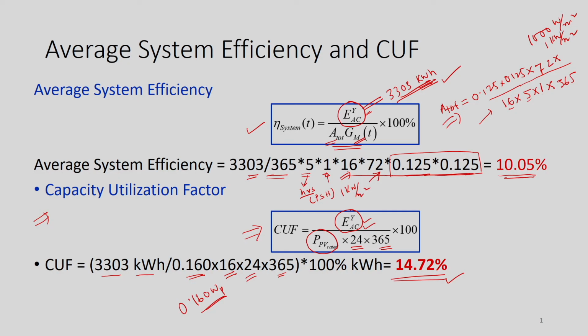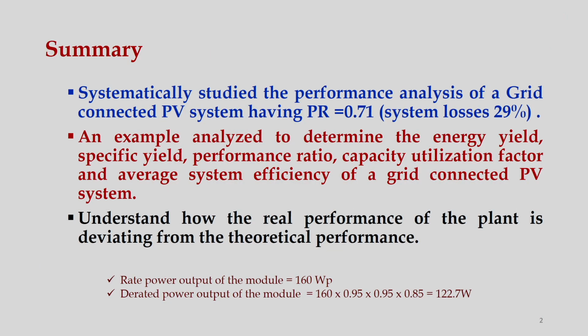Now, let us summarize what we have discussed in today's class. We have systematically studied the performance analysis of a grid connected PV system having a performance ratio of 0.71. So, what does it indicate? It directly indicates the system losses, which is about 29%. It is something like 1 minus 0.71, which is 0.29. That means if we multiply it by 100, it becomes 29%. Okay, so this performance ratio is an important parameter to know the system losses.